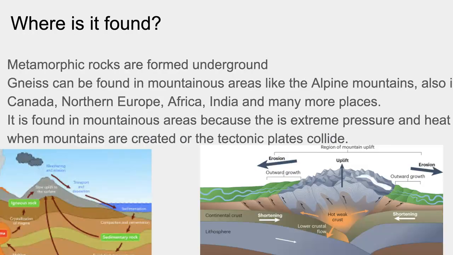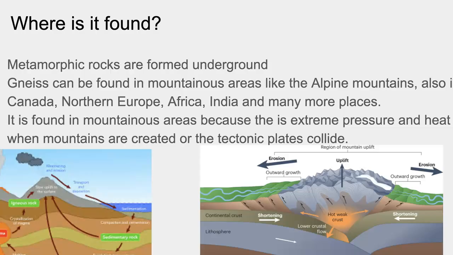Where is it found? In the rock cycle picture that I have, you can see that they're formed underground, towards the bottom, near the magma where there's heat and pressure. For gneiss in particular, I did more research, and they're in all these different countries and mountainous areas. But you find metamorphic rock mainly in mountainous areas because when the tectonic plates collide, it creates a lot of heat and pressure, which is the circumstance for metamorphic rocks.